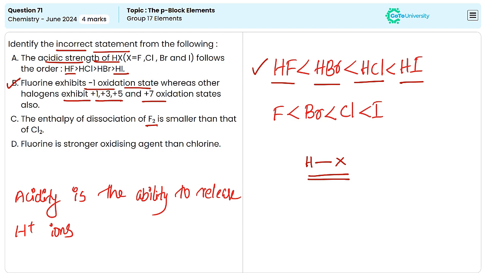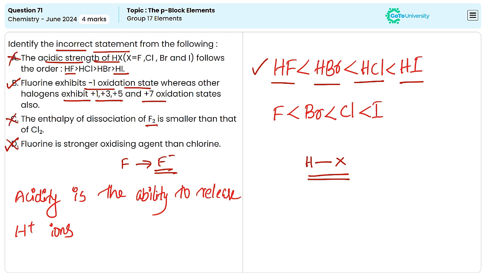The last statement is given as fluorine is a stronger oxidizing agent than chlorine. Oxidizing agents undergo a reduction process. So fluorine will easily undergo reduction and accept one electron to produce the F- ion. This acceptance of an electron is easier because of its small size and high electronegativity. So fluorine is a better oxidizing agent than chlorine.